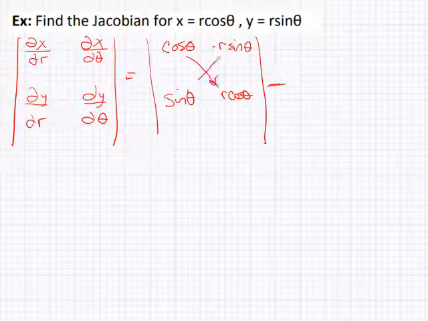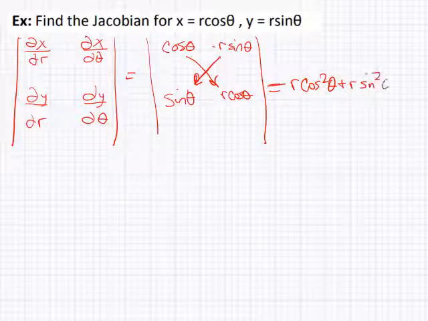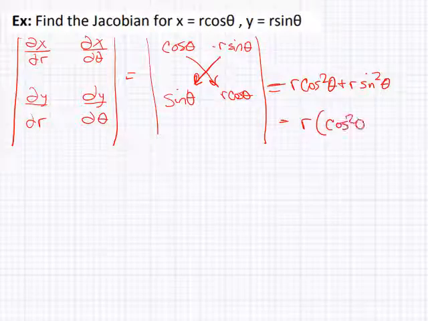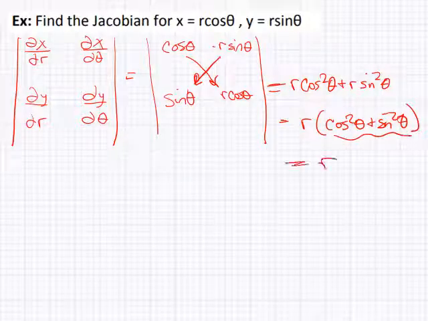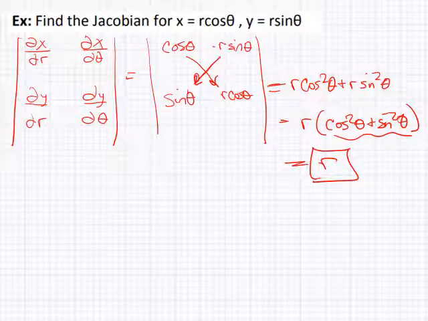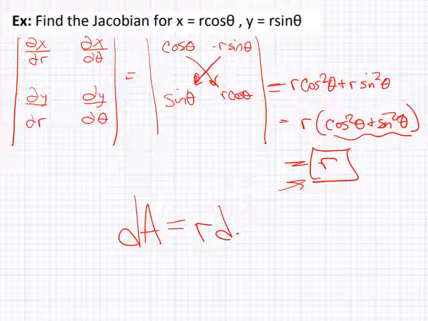So this times this minus this times this, we would end up with r cosine squared theta. This times this, but subtracted, we would have actually a plus r sine squared theta. If you factor out the r, you have cosine squared theta plus sine squared theta, which we all know equals 1. So what do you get? r. Okay? So you can see that's another way to find out why we need an extra r in our dA. So our dA for this polar conversion would be r dr d theta.